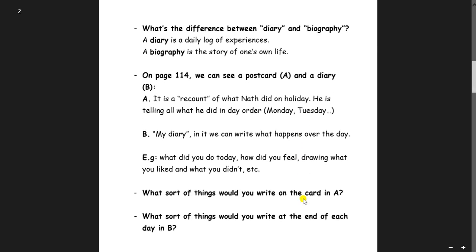What's the difference between diary and biography? We will see this on the next page. On the page in the book. A diary is a daily log of experiences. This is so hard to explain to you this way. A diary is like a copybook where you write every day what happened.